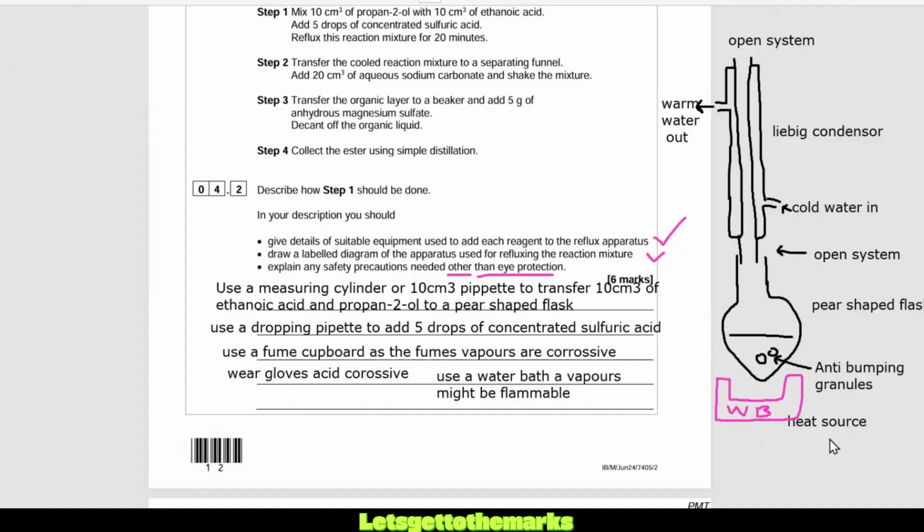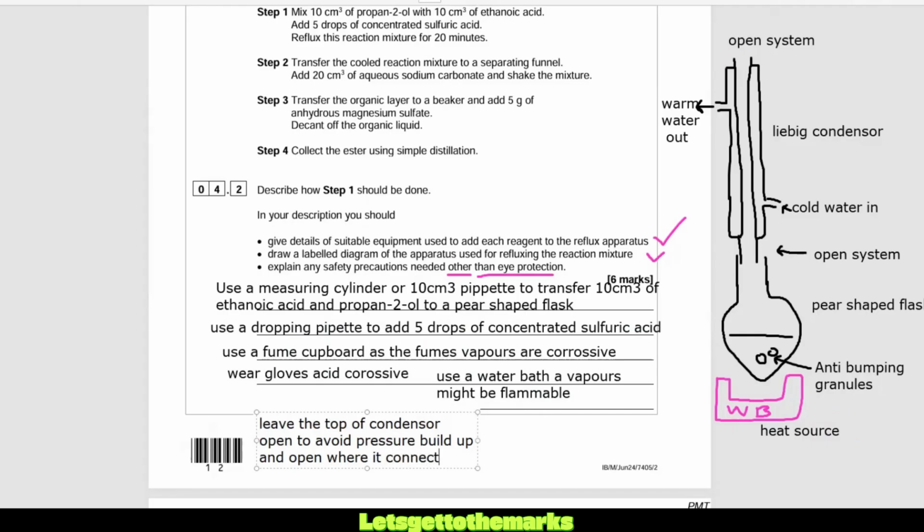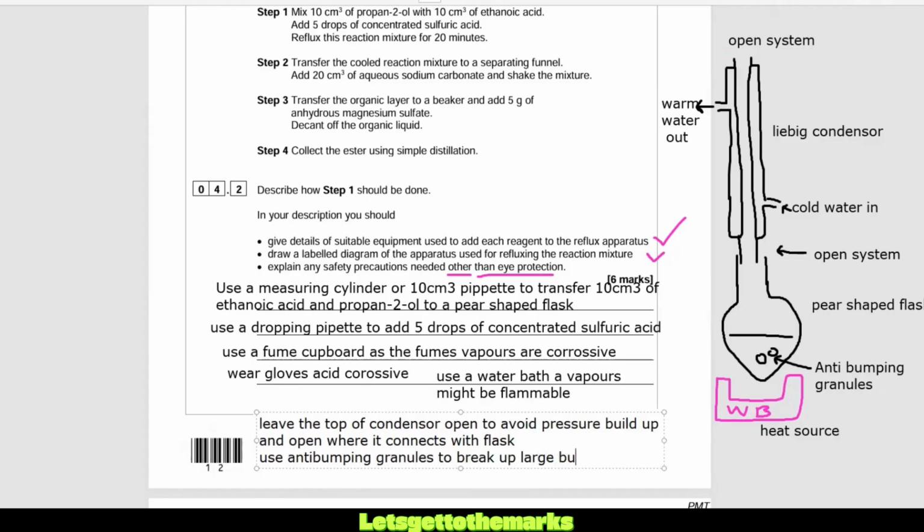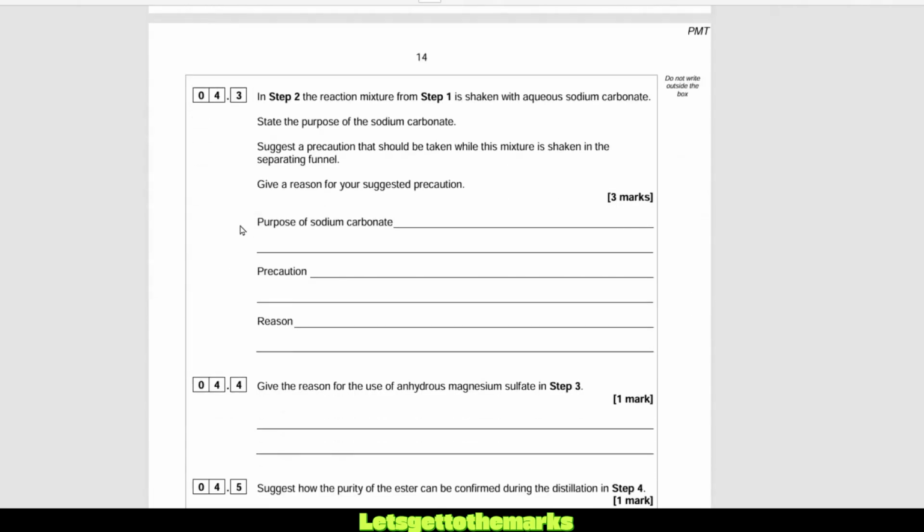Use a water bath. Don't use a Bunsen burner. I originally drew a Bunsen burner, but of course, those fumes, those organic vapors, the sweet ester that you're making, esters are very volatile. Maybe they're going to catch on fire and burn your face off. So use a water bath for this so you get a gentle heat. Also, make sure you leave the top of the Liebig condenser open because we don't want pressure to build up and it to explode. Also, use anti-bumping granules. This is going to help break up large bubbles that may form in the reaction mixture.